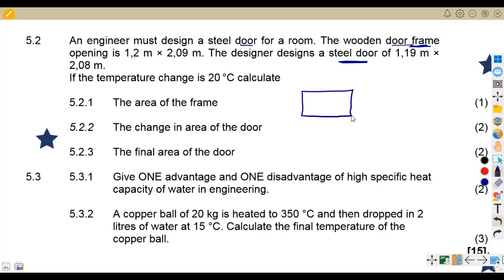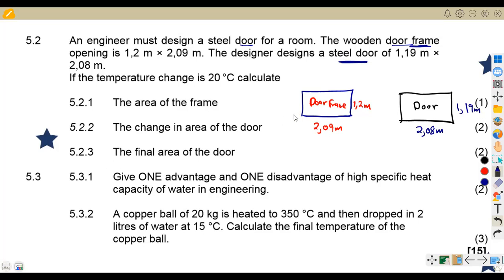So let's say this is our door frame, okay? That's our door frame. The door frame measures 1.2 meters by 2.09 meters, okay? Then we also have the door itself, the actual door. So this is the door. On the door, we are given 1.19 by 2.08, so it's 2.08 meters and 1.19 meters.